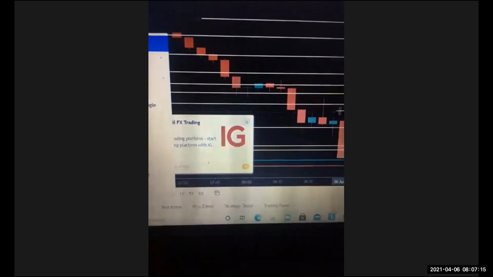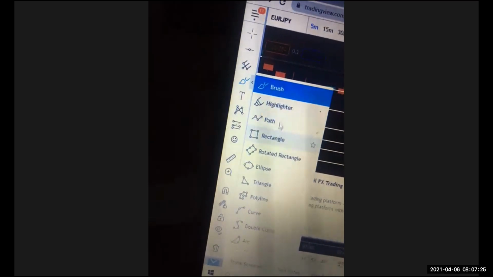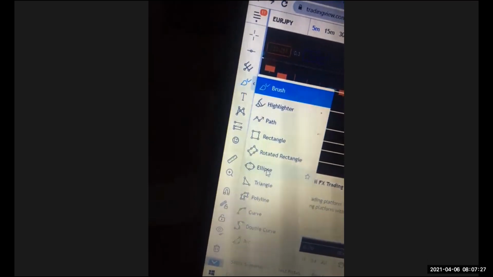Nah, I was trying to draw like a circle so I can show you why. Oh, well, it'll be in the section where the brush is at. See that ellipse? Try that ellipse. That should be a circle. Ellipse. Which one is it? Oh, there we go. Yep.